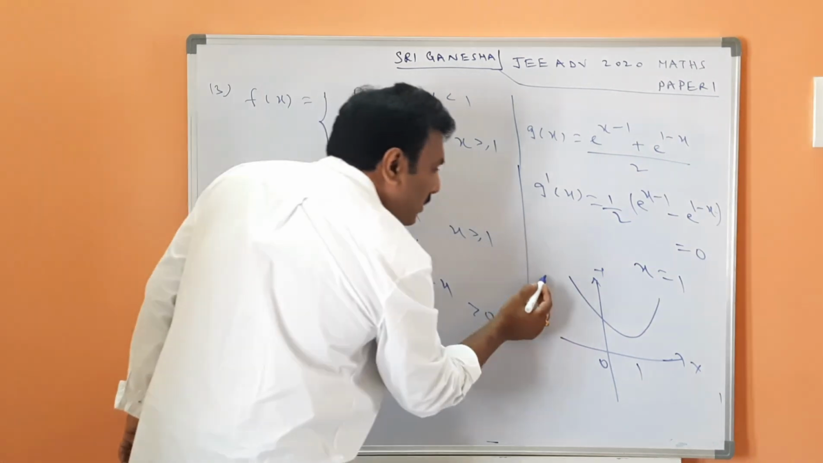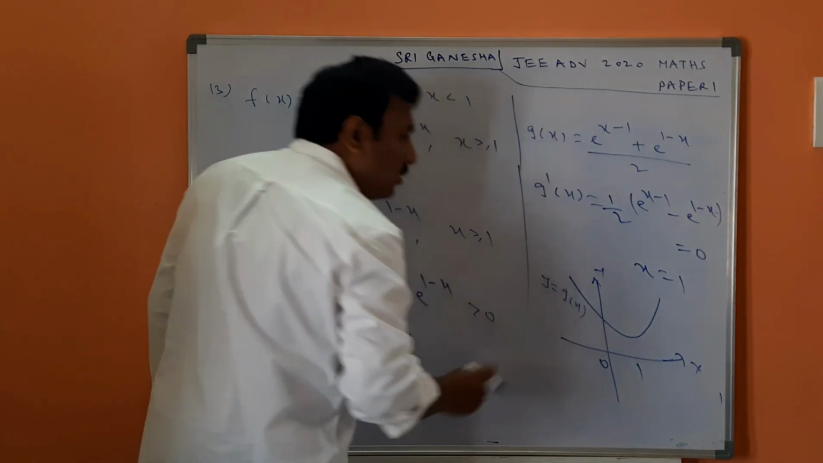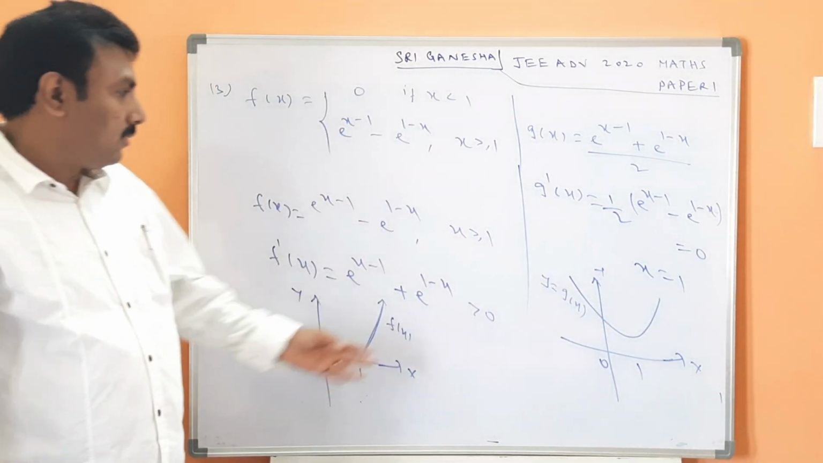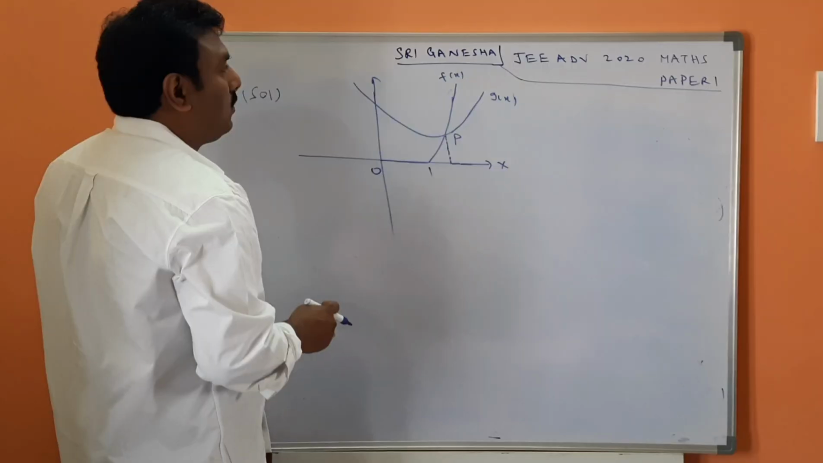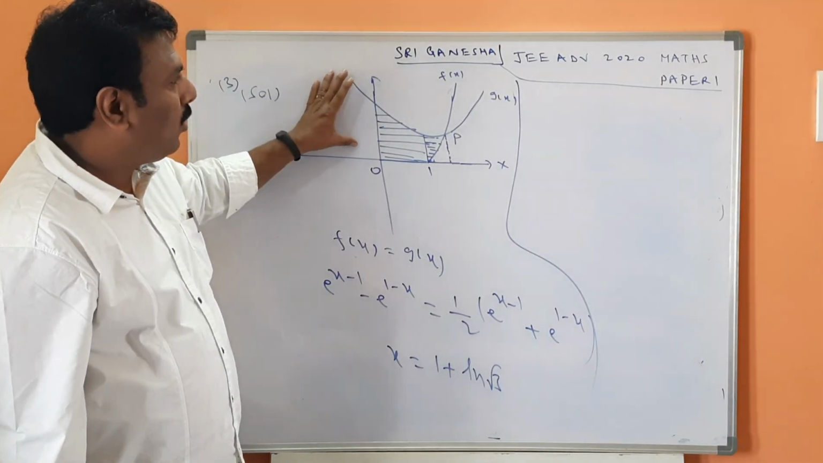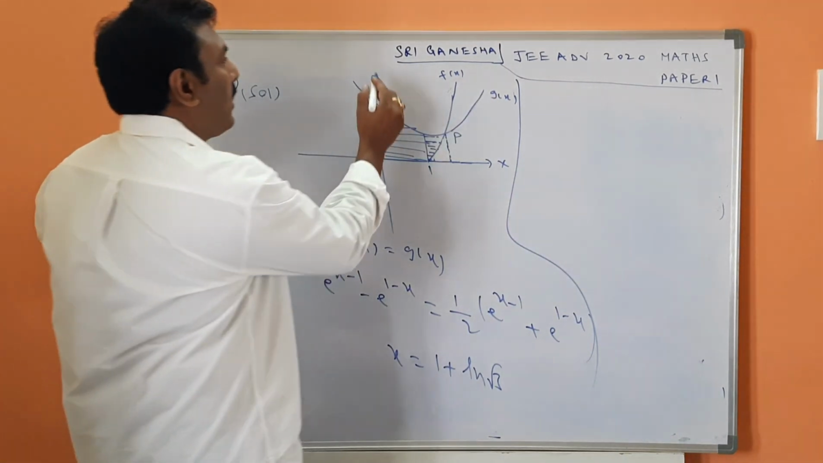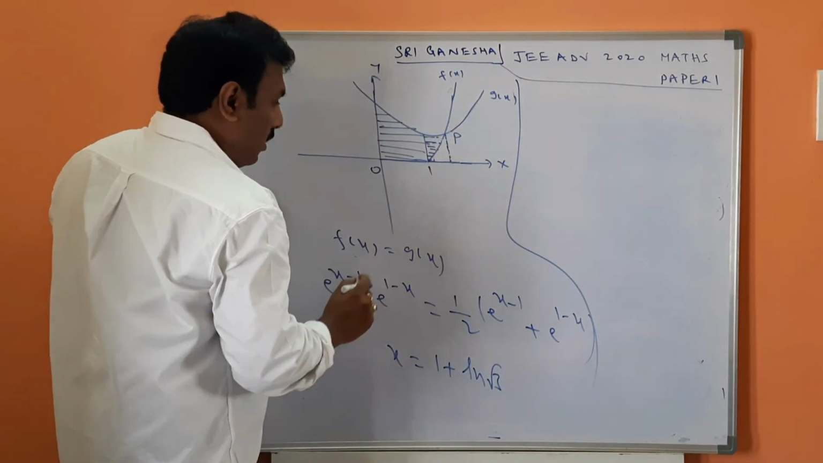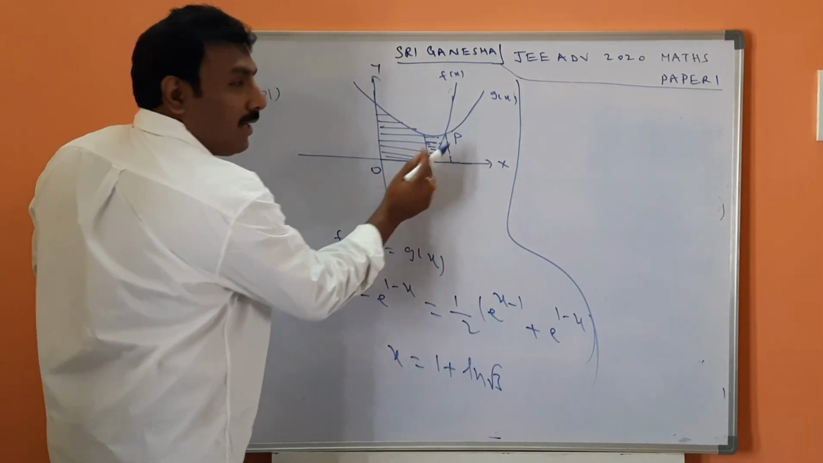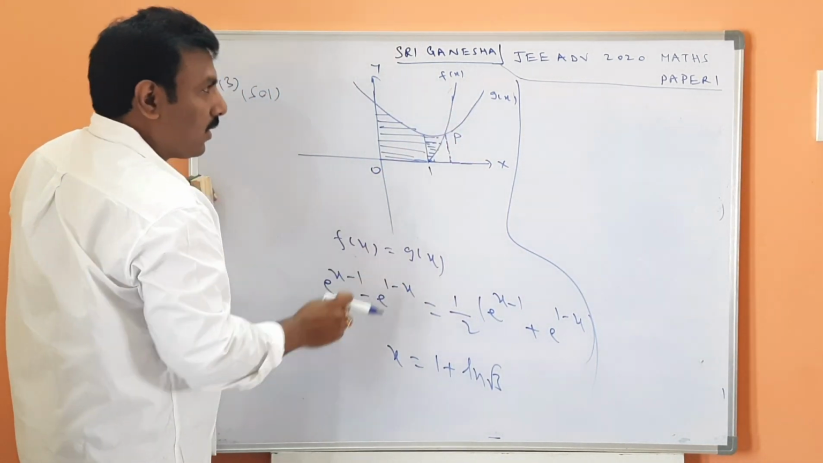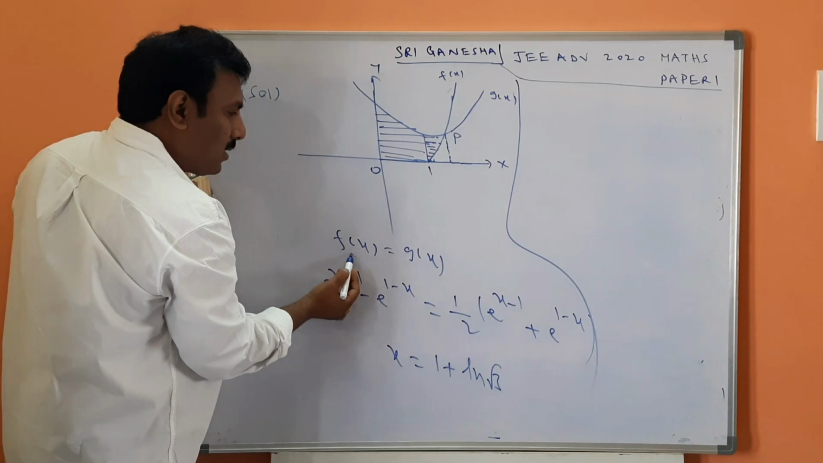It is y is equal to g of x. Now we can draw both the graphs of y is equal to f of x and y is equal to g of x. Now P is the point of intersection of these two graphs. Solving these two, f of x is equal to g of x.